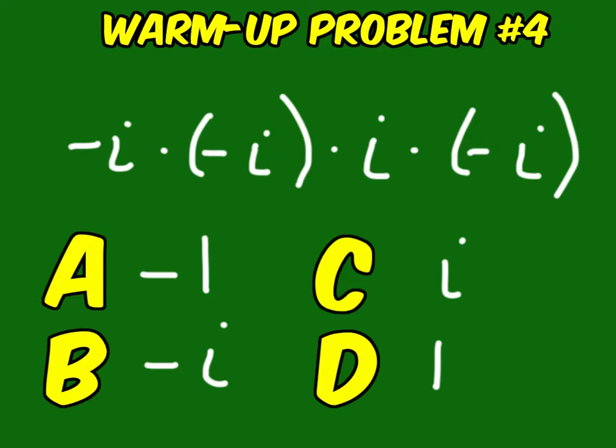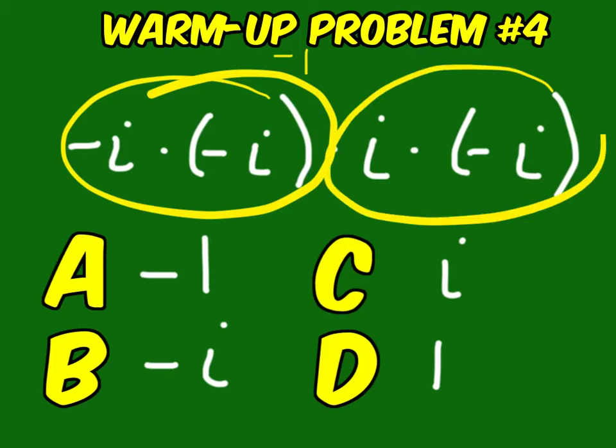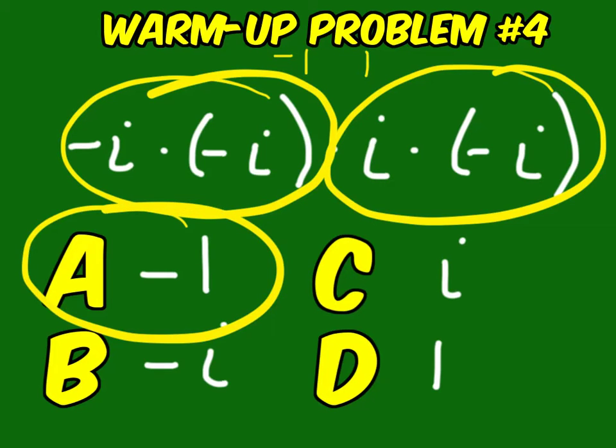Alright, the answer on this one, if you multiply here, you get a positive I squared, which is a negative 1. And here, this is a negative I squared, which is a positive 1. Negative 1 times 1 is negative 1.